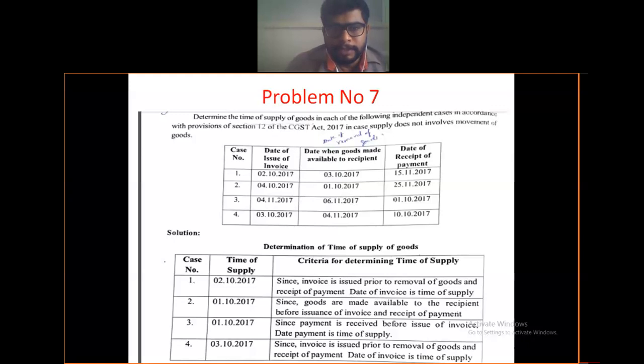Third one: invoice date 4th November 2017, removal of goods 6th November 2017, but payment received 1st October 2017. So which is the time of supply then? 1st October 2017, because payment is received before the date of invoice plus payment is received before the date of removal of goods. Therefore, time of supply is date of receipt of payment, since payment is received before the issue of invoice.